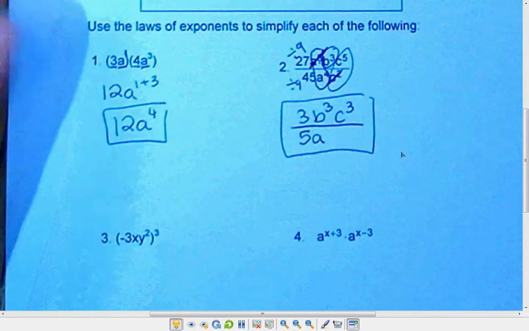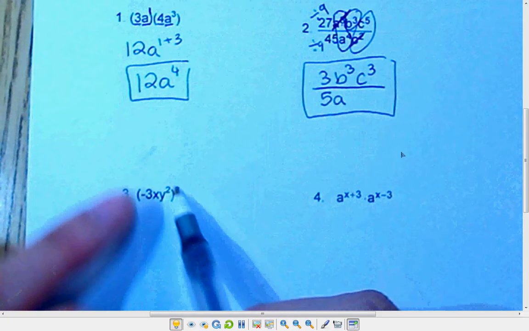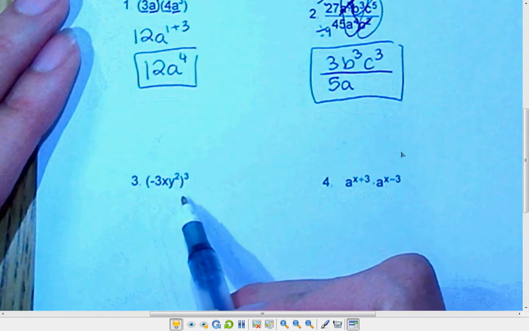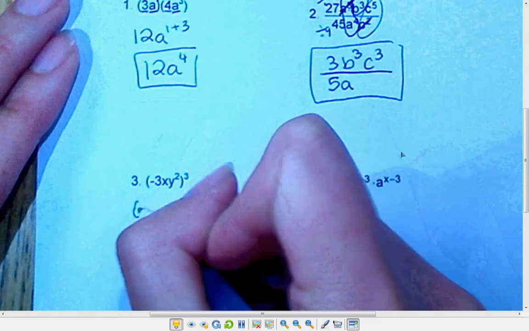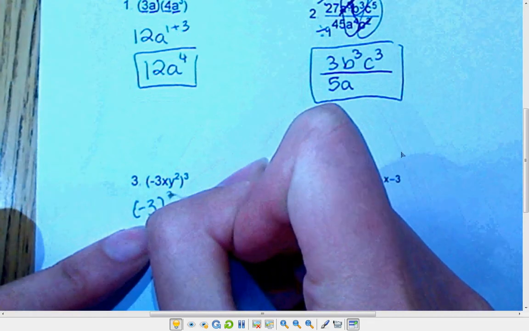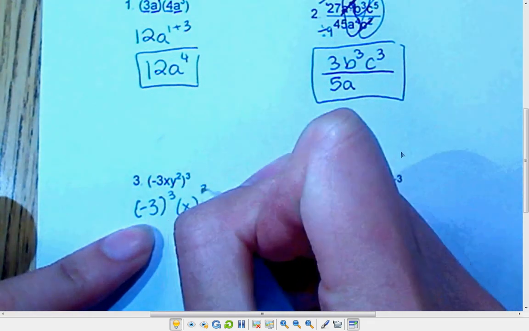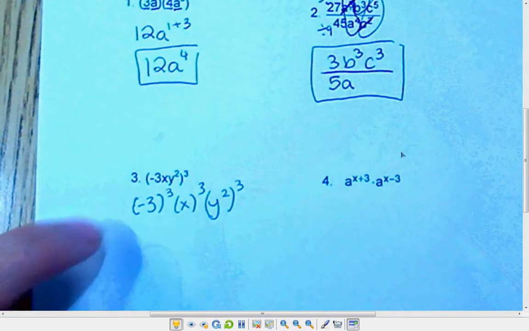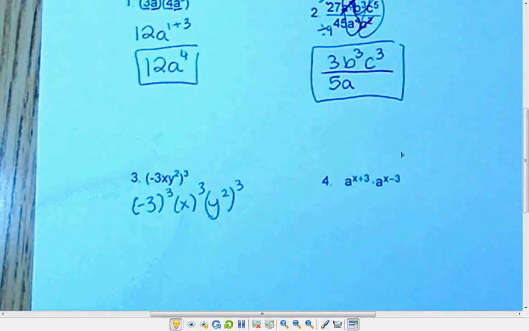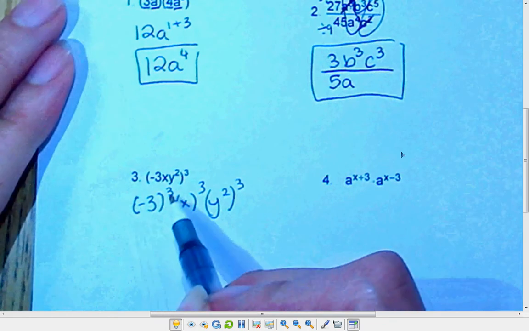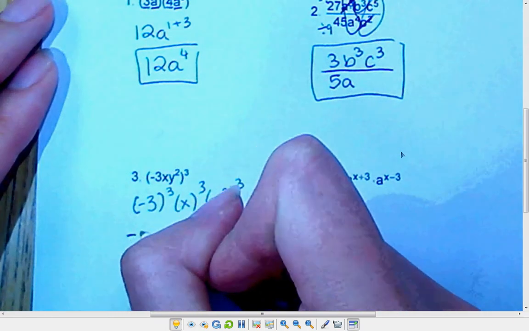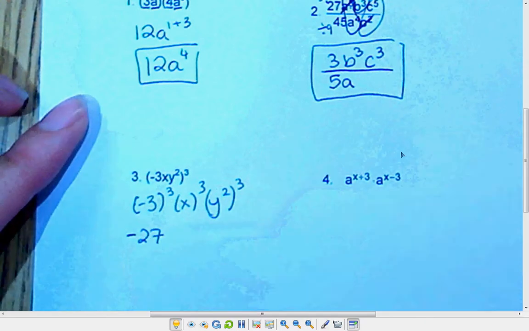Okay, let's look at number 3 now. So this is when we have an exponent outside of this entire parentheses. What this means is we want to raise every single one of these terms to the third power. So we're going to do negative 3 to the third power, x to the third power, and y squared to the third power. So we want every single one of those to be raised to the third power. So negative 3 to the third power is negative 3 times negative 3 times negative 3. It's going to be negative 27.